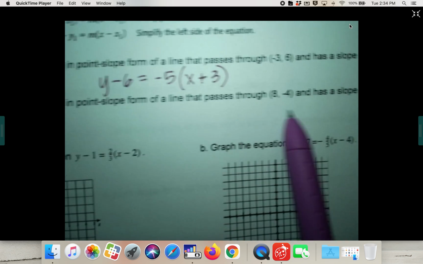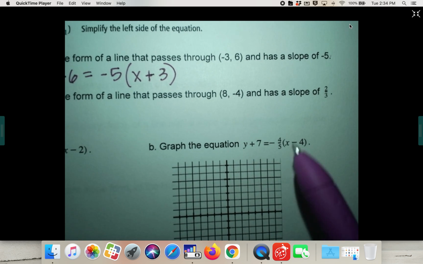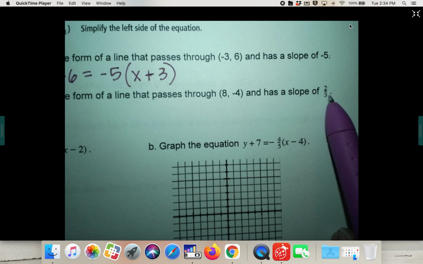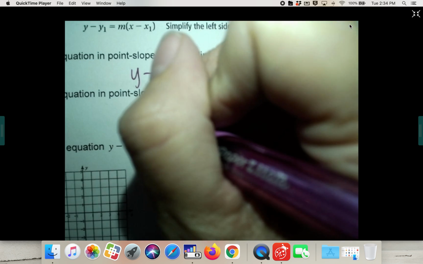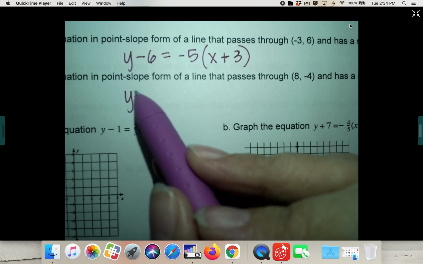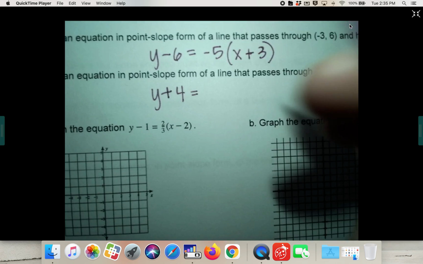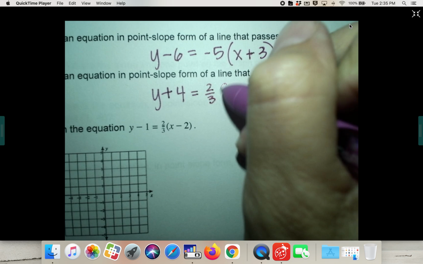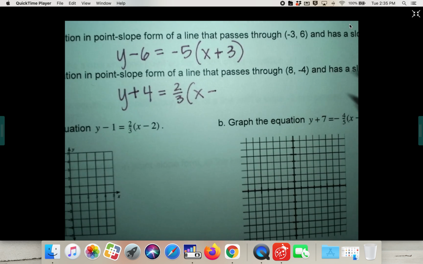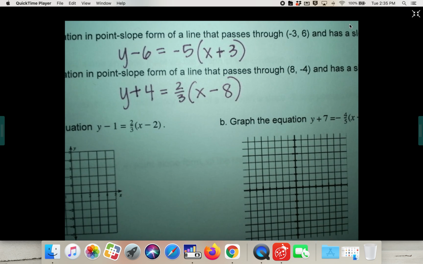All right, so you try B on your own, or I can try it with you if you're not ready yet. Here we go. X-coordinate, y-coordinate, slope. y minus my y-coordinate, which is -4, and since we're subtracting, negative is going to make this one a plus 4. Equals my slope, which is 2/3, times the quantity, x minus my x-coordinate, which is 8. Done. That's all there is to it.